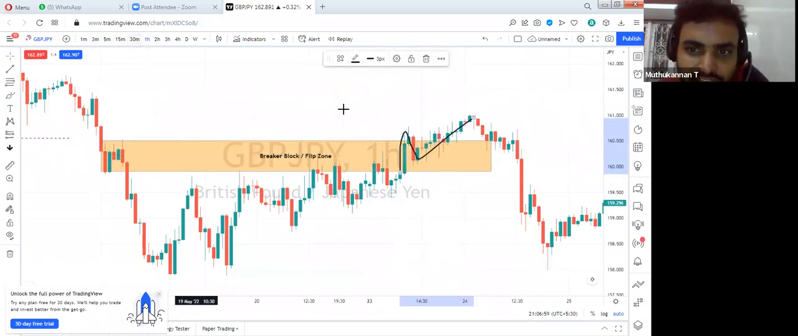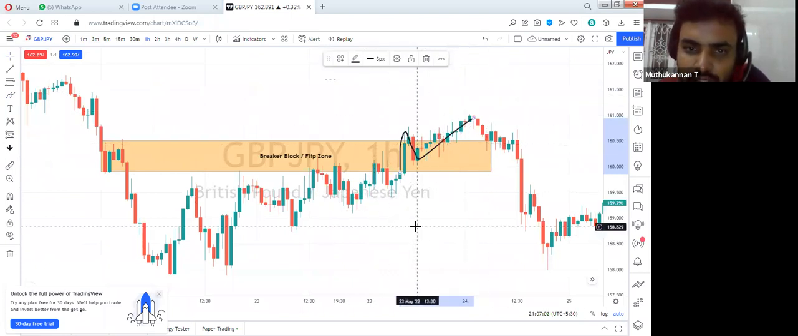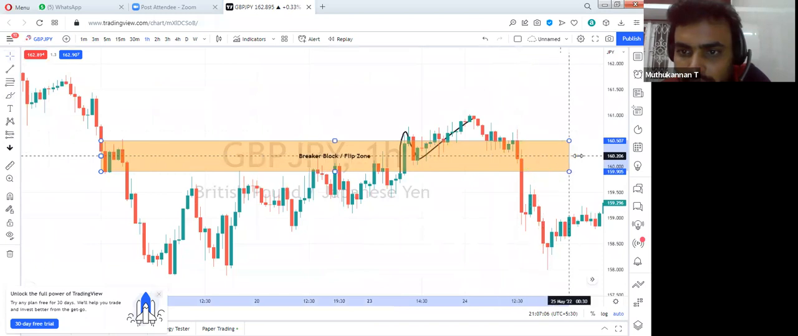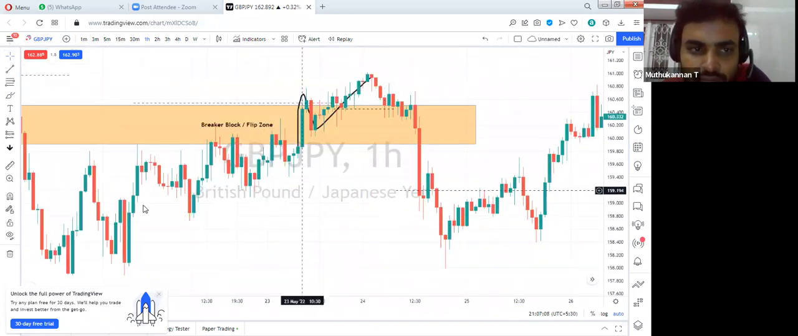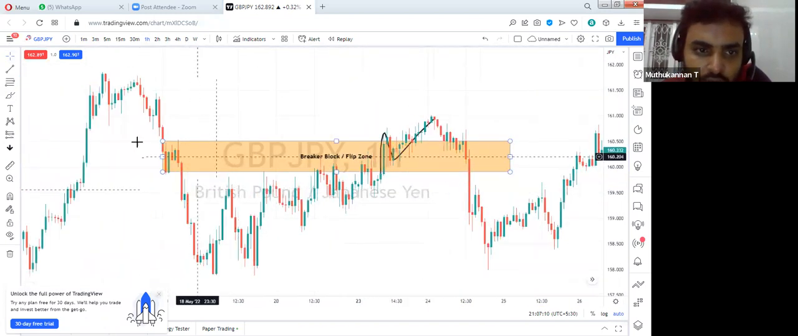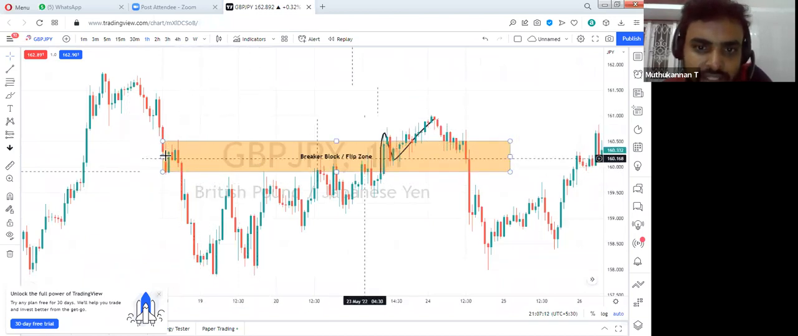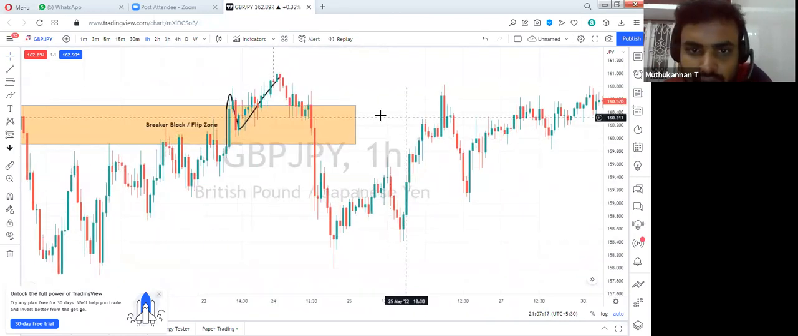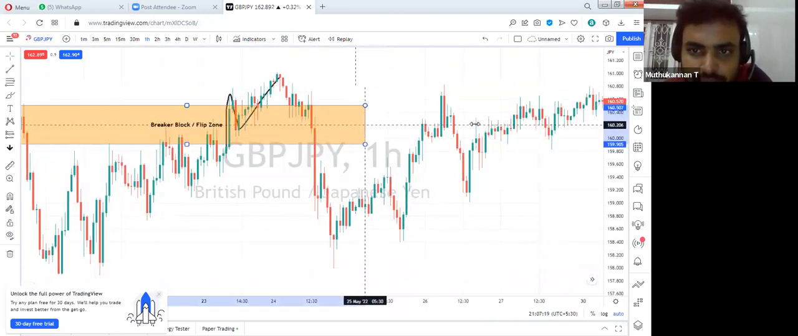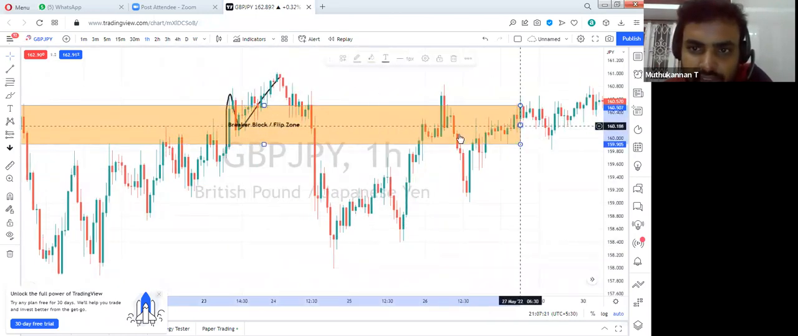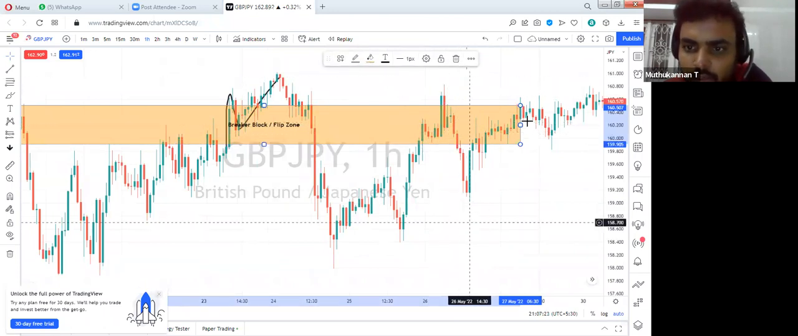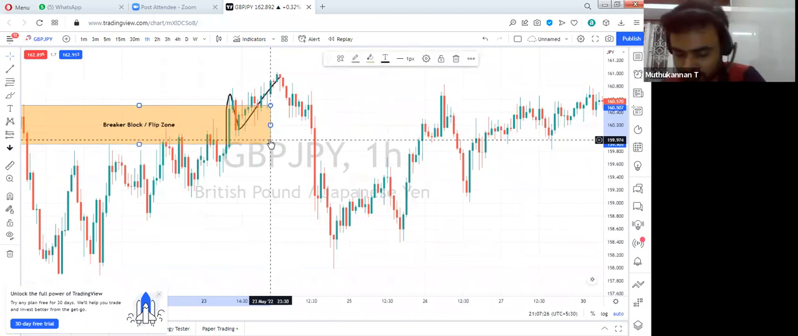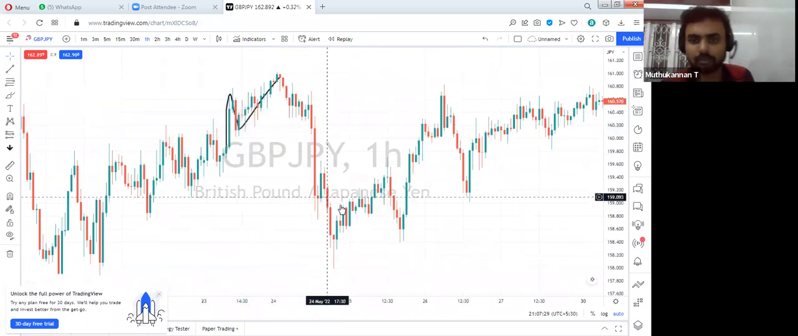If you go to a lower time frame, you will see the difference. Now what happened next? Again it's broken. Now this zone is no longer valid. This zone is exhausted. That's why it went up again, down, up, down. Now this is no longer valid. Okay, let's see some more examples.